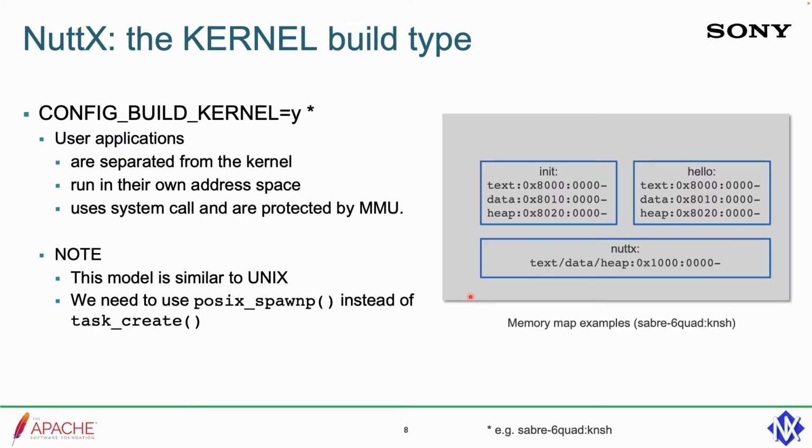The final one is the example of a kernel build type. As I explained earlier, this type uses MMU, and user applications run in their own address space. As you can see in the memory map figure, the init application and the hello application use the same virtual addresses. However, they are mapped to different physical pages by MMU. So this model is similar to Unix environment.